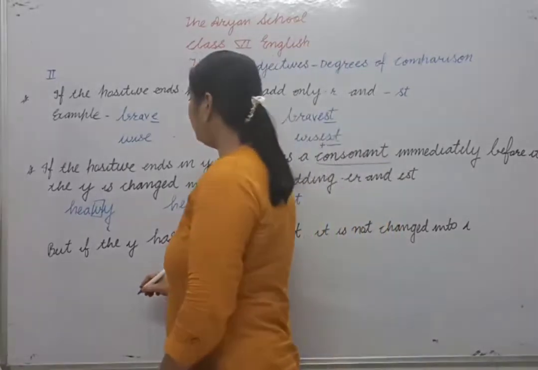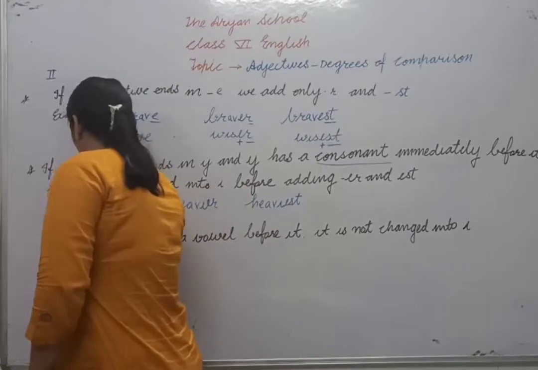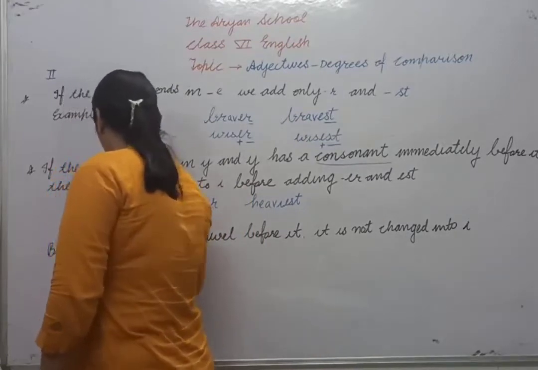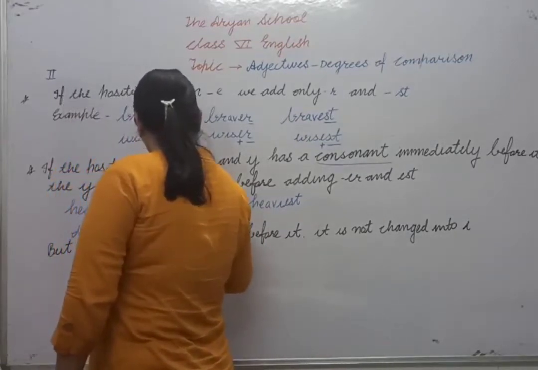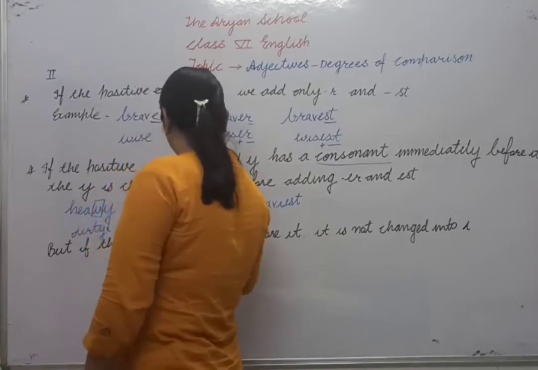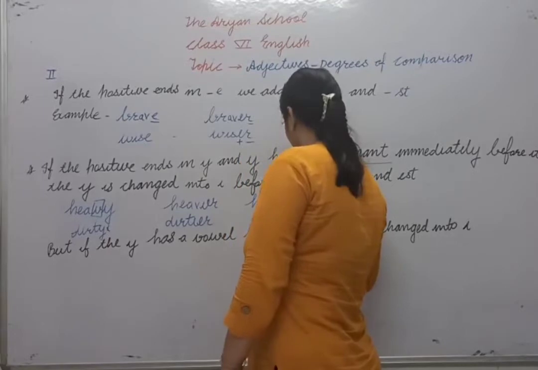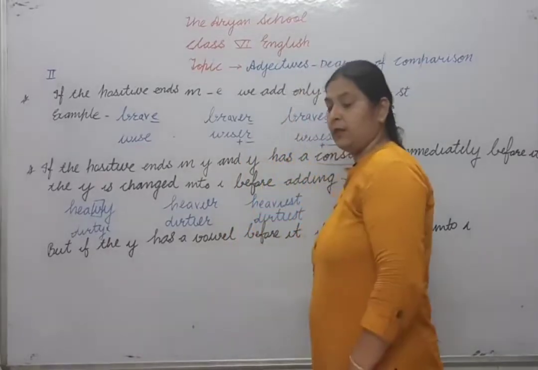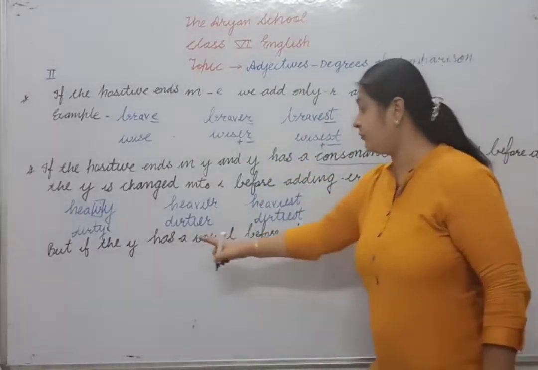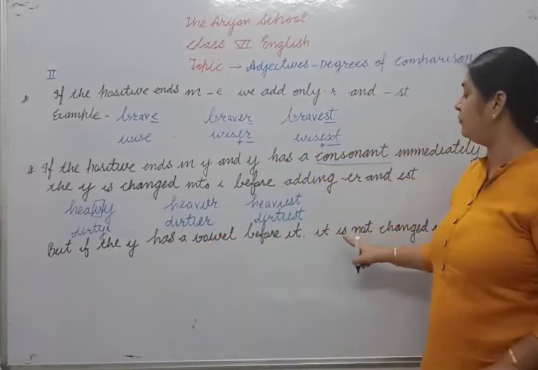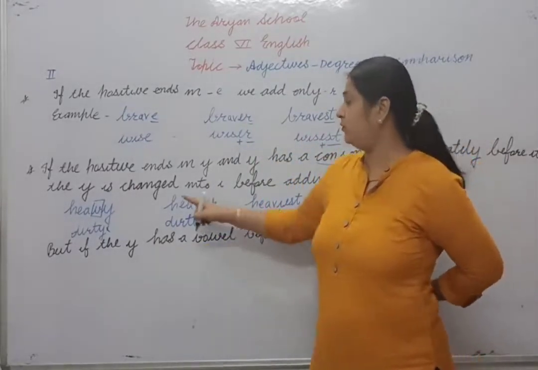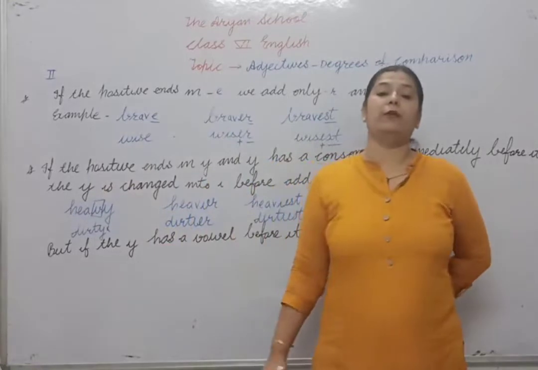Right? Dirty, D-I-R-T-Y, dirty, dirtier. In the same way, dirtiest. Clear? But if the Y has a vowel before it, suppose before Y there is a vowel, then what we will do?